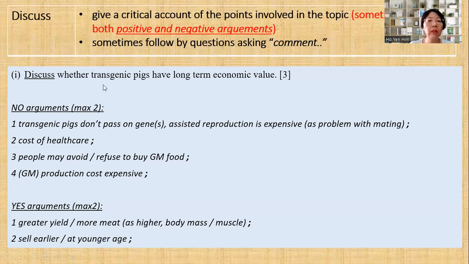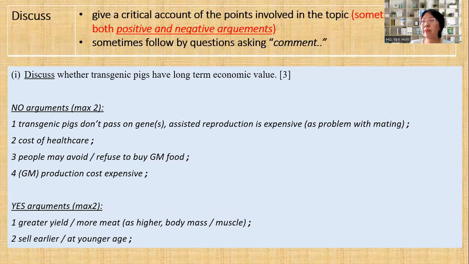Then yes, the argument means it has economic value because for a short period of time, they grow very fast. So when they grow very fast, you can sell the meat in a shorter period of time. You can sell more meat, more mass in a short period of time. And also you can sell them at a younger age. So these are the only two advantages.